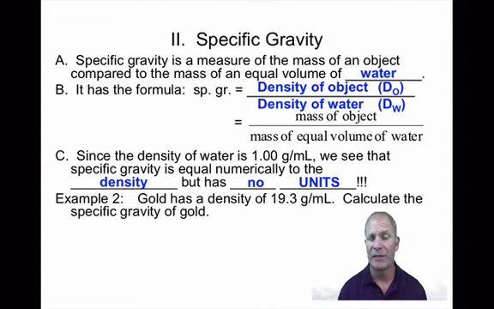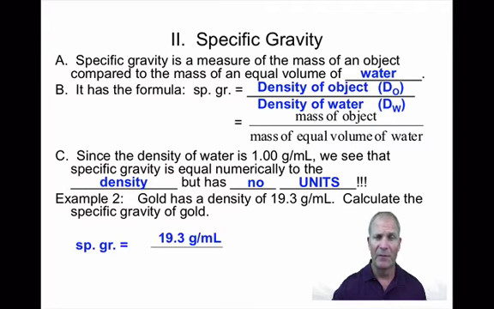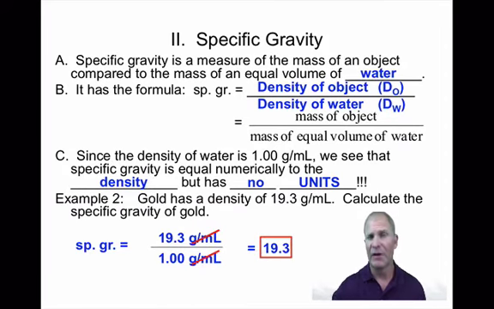Again, since the density of water at room temperature is 1 gram per mil, or 1 gram per centimeters cubed, the units will cancel out, but you're dividing by 1, so numerically, specific gravity and density are the same. For example, if I know that gold has a density of 19.3 grams per mil, if I calculate specific gravity, I just take units off, and because it's the density of my gold divided by the density of water, the units cancel, divided by 1 is still 19.3. So specific gravity is numerically the same as density, just no units. Units on, density, units off, specific gravity.